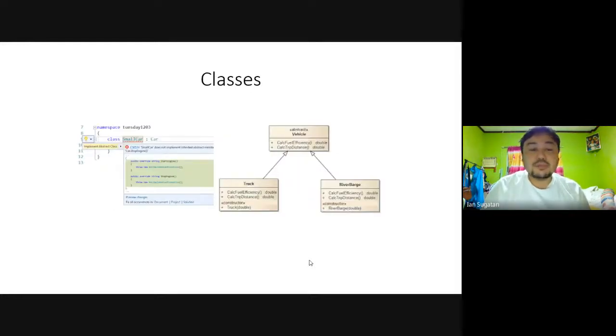So this is an example of classes. As you can see in our example, this one is a parent class, and these ones are your child classes.